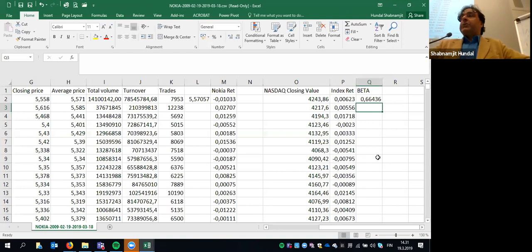Okay. So I would keep this spreadsheet continuing, and from now onwards, all the calculations which I shall discuss with you, I'll focus on Nokia, and then I will be sharing this spreadsheet with you. So what we can do now.